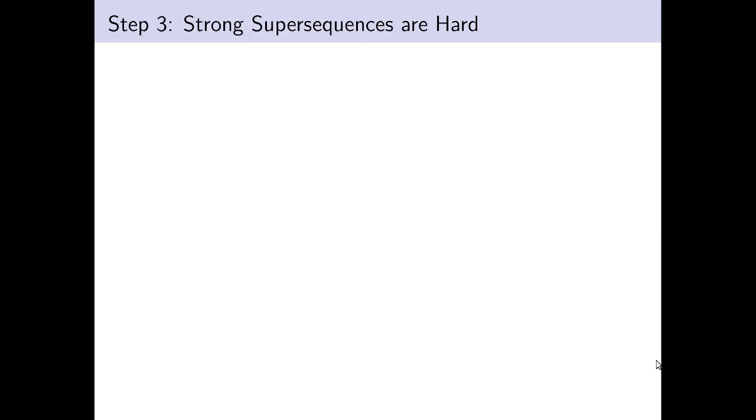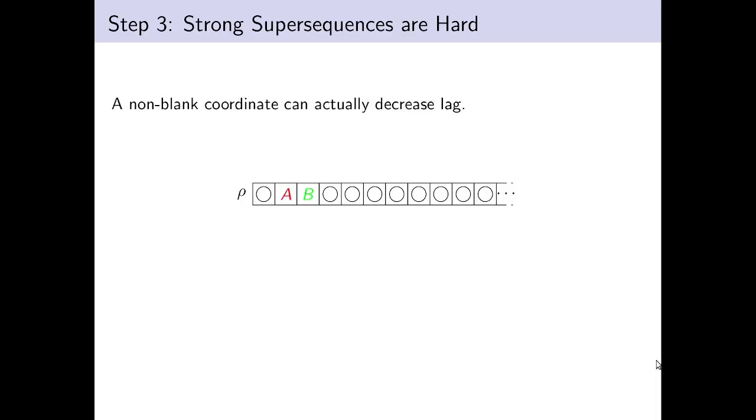However, in the general case, things aren't as simple, because we're not dealing with a trivial pattern. We're dealing with a pattern which might include non-blank coordinates. And these non-blank coordinates are a problem, because a non-blank coordinate can actually decrease lag. For example, consider the simple pattern rho listed here, with a blank, a, b, and then a bunch of blanks, and consider trying to embed sigma into that with the first blank deleted.